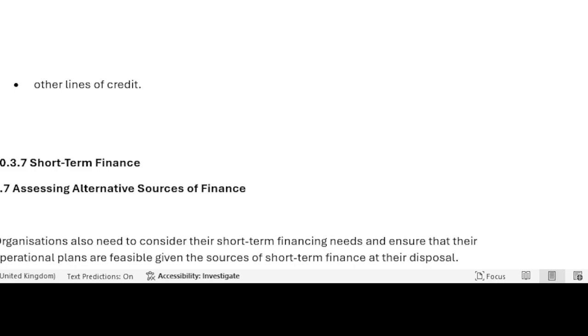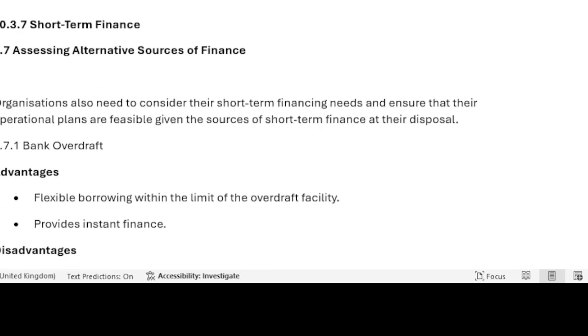from leasing. Then we have short-term finances. These usually finance debts that will run for not more than 12 months. We can call it a year. They can be short-term loans, they can be bank overdrafts. These usually happen for a very short time.